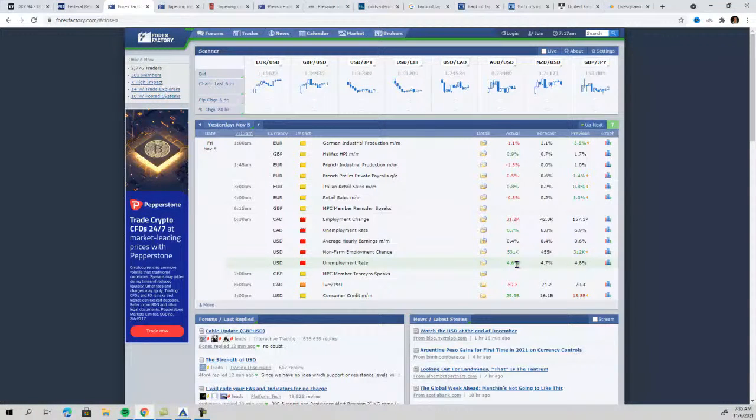also beat previous numbers. I'm always looking at the average hourly earnings because to me it doesn't matter if we get more jobs added to the economy whilst the average hourly earnings are decreasing, because with the current rise in inflation, wages being so low are not going to be sustainable.